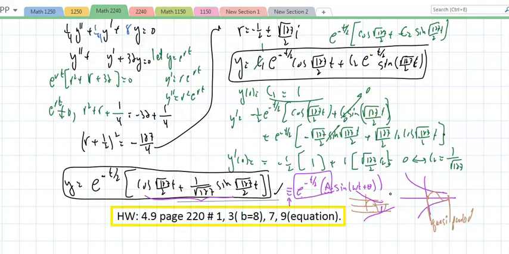Your homework is on page 220. You're going to do number 1. Number 3 has four values, just do B. Do number 7. And number 9, just find me the equation.